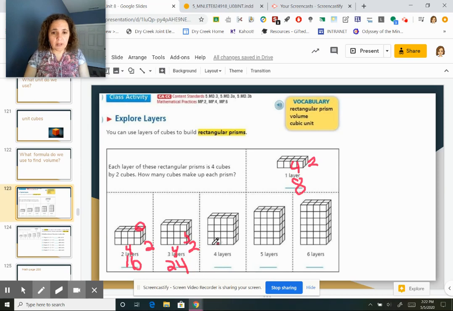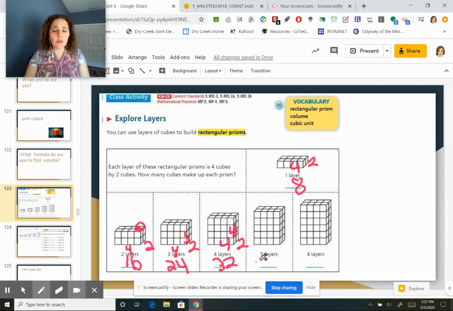So this is the same thing. This hasn't changed. I still have 4. 1, 2, 3, 4. I still have 4. I still have 2 going sideways. What changed? The height. Now I have 1, 2, 3, 4. I have 4 here. So I could simply multiply times 4, which is 16, and then 16 times 2 to give me that there's 32 in this one.